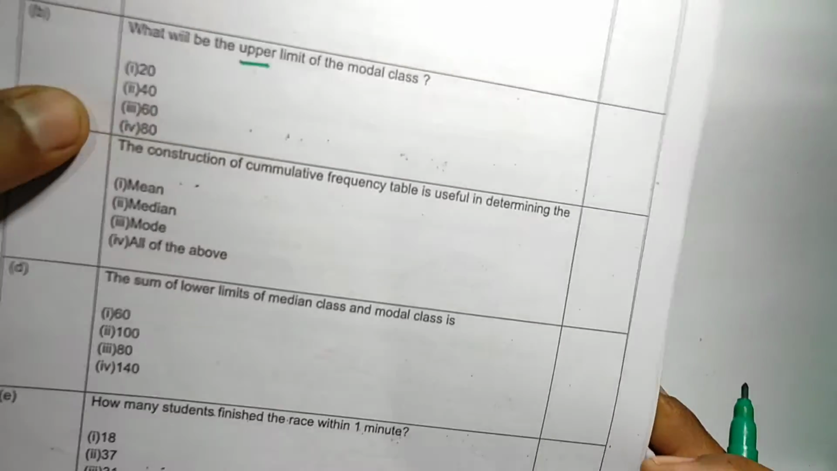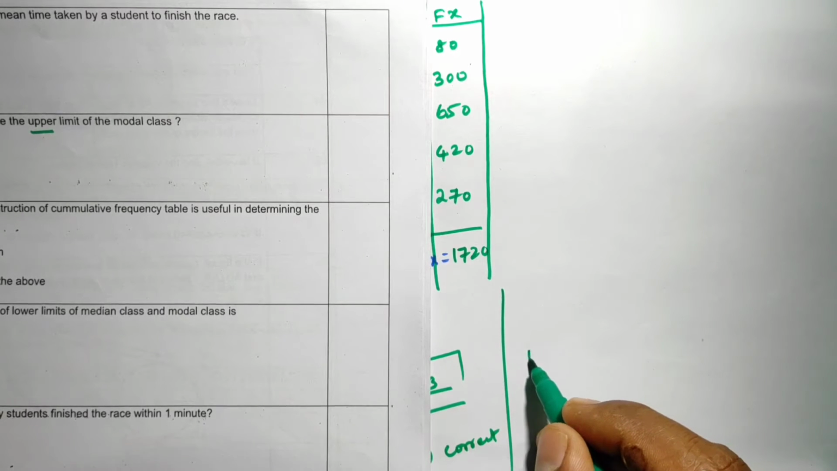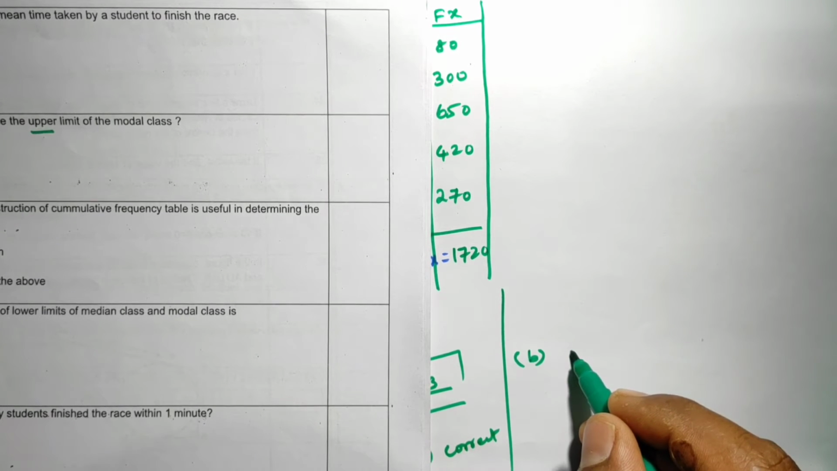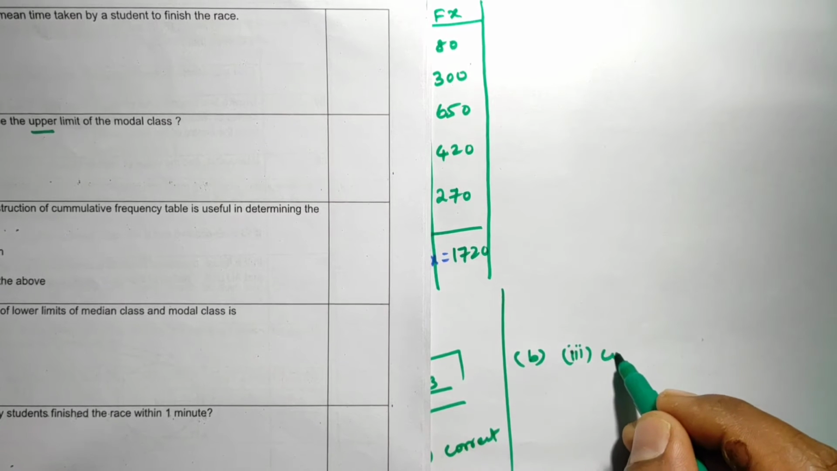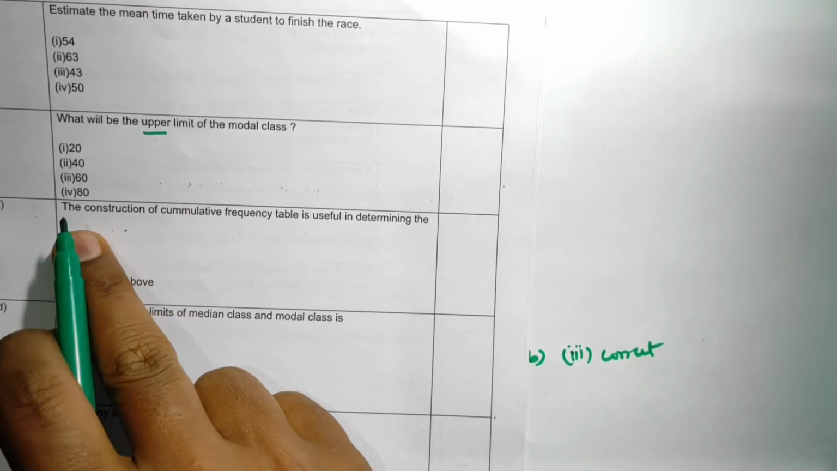Here we have option number 3. So for B, option number 3 is correct. Okay. Now we will see option C.